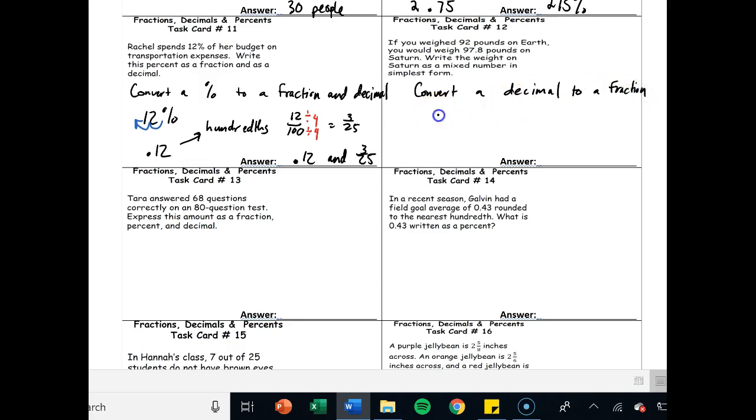Okay, so we've got 97.8. Means we've got 97 wholes, and then 8 is in the 10th spot. So you can say 8 over 10. That's not simplest form, so we got to say 97 and 8/10, and then we got to just simplify our fraction part. So divide both by 2, and we'll get our answer of 97 4/5 pounds, right?